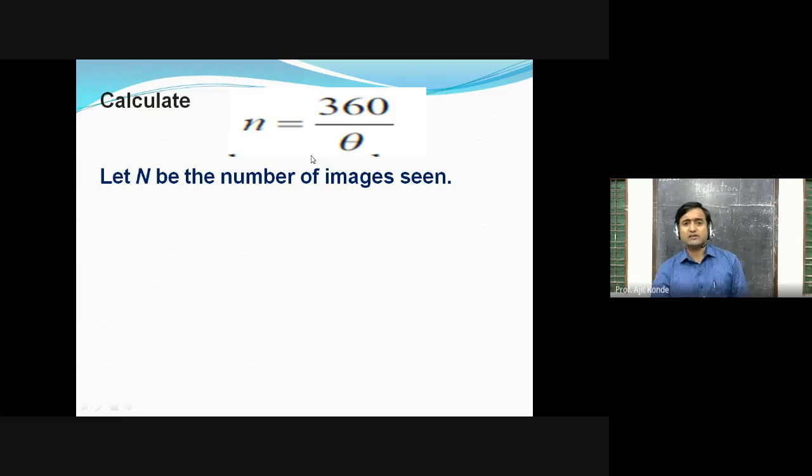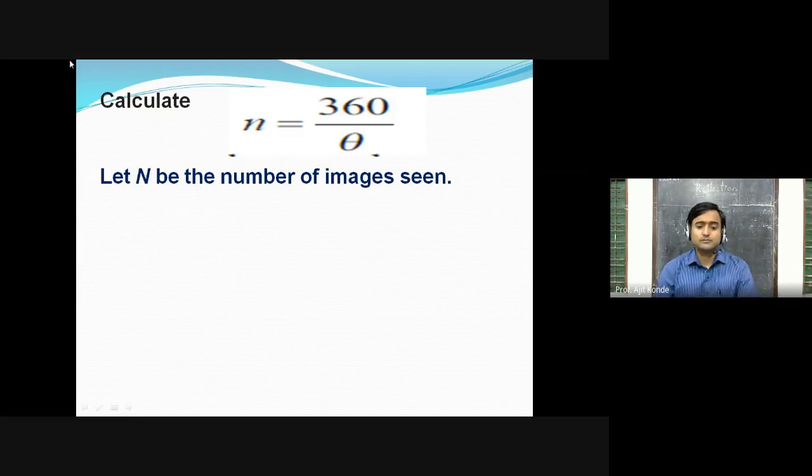Suppose we will take one example. The angle between two plane mirrors is 90 degrees. Then if we place an object in between these two plane mirrors, we can place this object in two different ways: one at the angle bisector and one at any other place except that angle bisector.